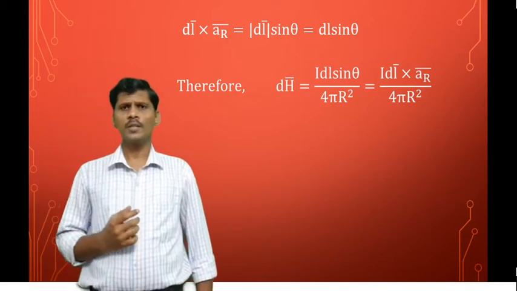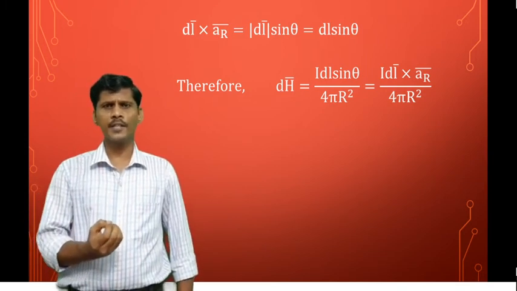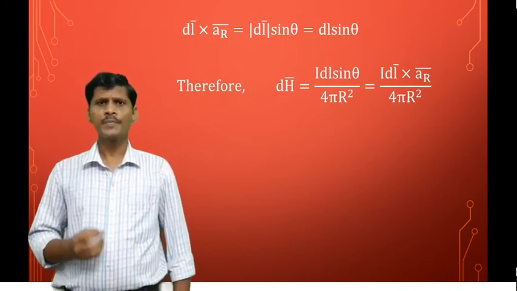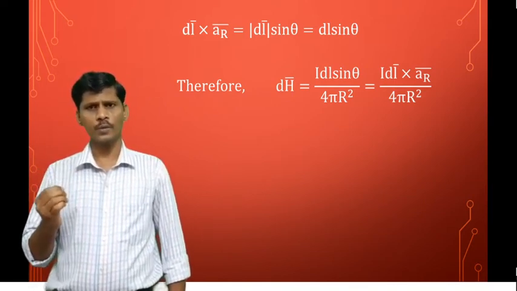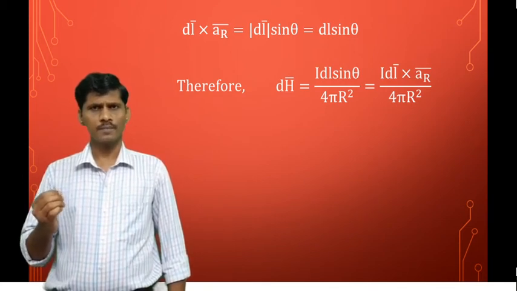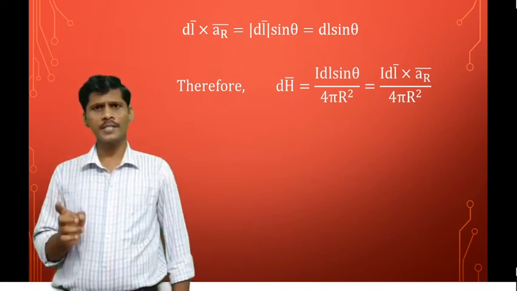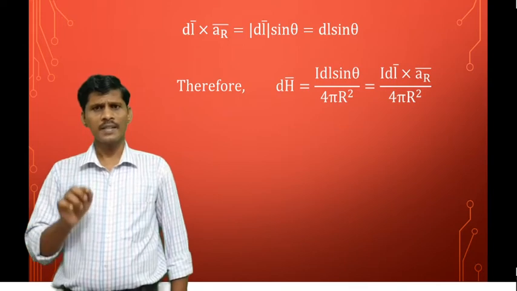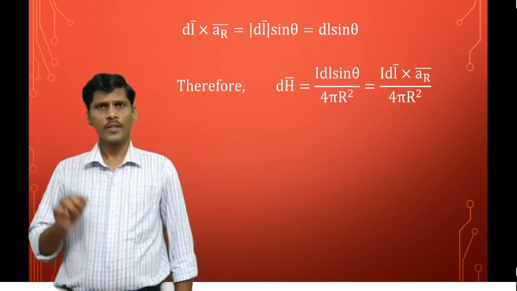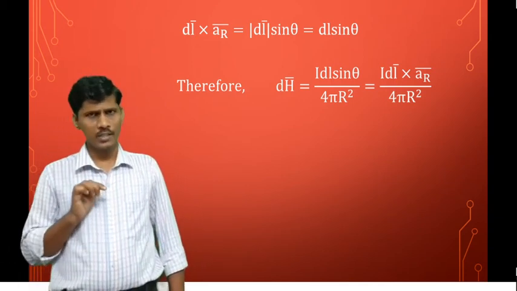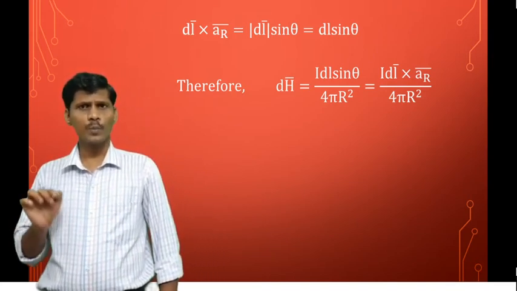So what is the vector form of the magnetic field intensity? dH bar is equal to the magnitude of the magnetic field intensity into aR bar. Since the cross product dl bar cross aR bar is dl sin theta, dl sin theta is written as dl bar cross aR bar. Therefore, the vector form of the magnetic field intensity is dH bar equal to I dl bar cross aR bar by 4 pi r square.